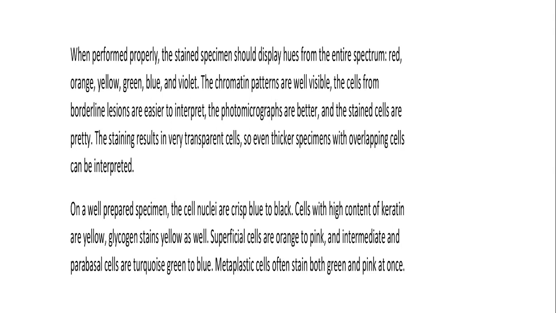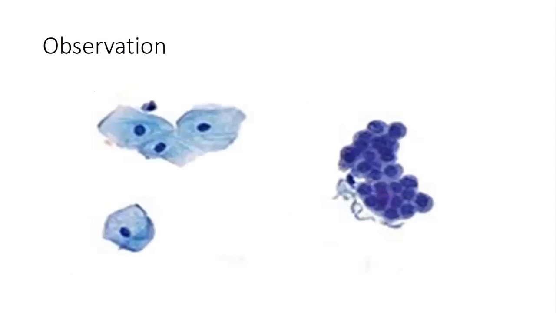At the end of the slide, there are some diagrammatic representations of the cells, showing how they appear under the microscope. These are observations of some bronchial smears. These are carcinomatous and malignant cells. The first diagram shows squamous cells, and the other shows bronchial smears.